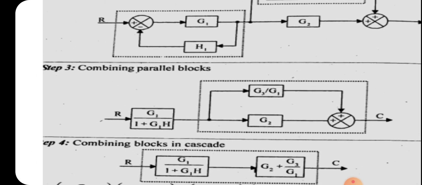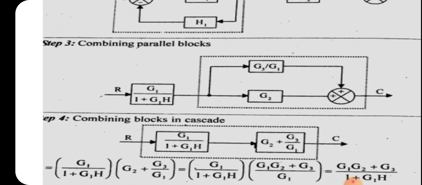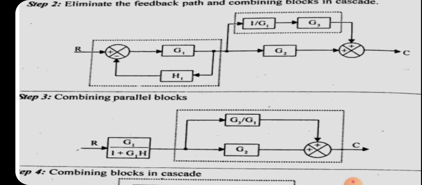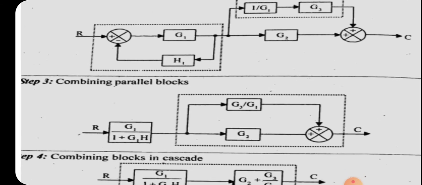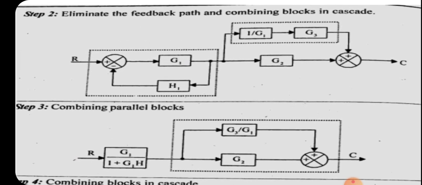In step 3, R goes to a single block which has a transfer function G1 by 1 plus G1 into H, and this G1 by 1 plus G1 into H is obtained by solving or reducing the blocks inside the first dotted line. Okay, so next we can look at the dotted lines in the upcoming branch.